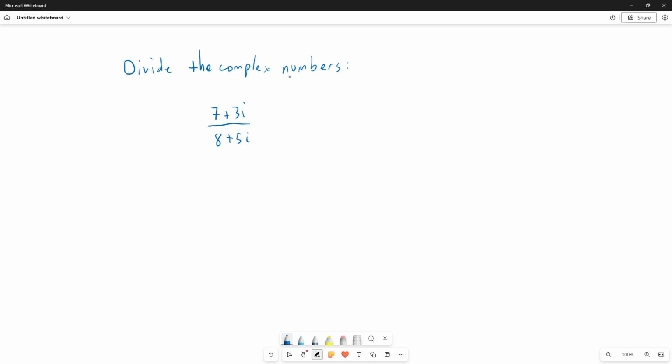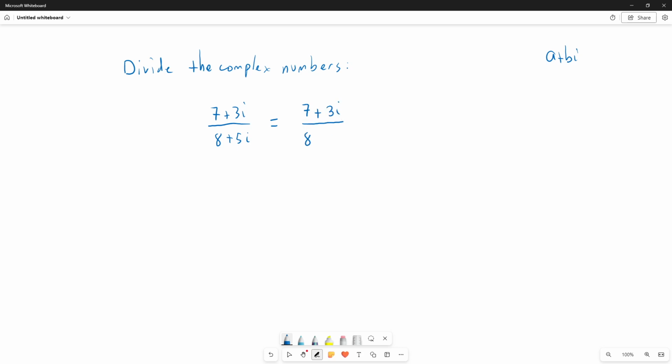Okay, we want to divide the complex numbers 7 plus 3i divided by 8 plus 5i. So we would like to write this ratio as a single complex number in the standard form a plus bi, where a and b are both real numbers. So the key is to use the complex conjugate.